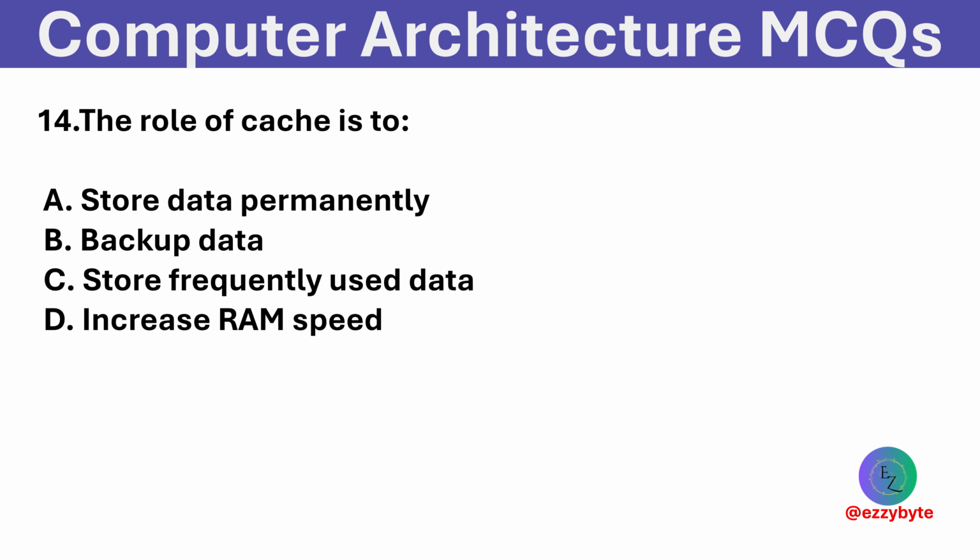The role of a cache is to. Options are store data permanently, backup data, store frequently used data, and increase RAM speed. Option C is correct. Cache stores frequently accessed data to speed up processing.